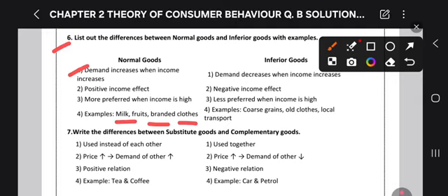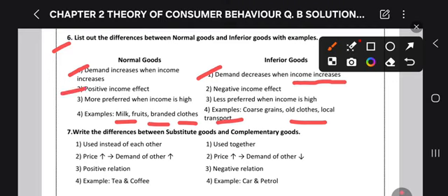Inferior goods: demand decreases when income increases. When the income increases, the consumer prefers superior goods. Demand decreases when income increases. For example, coarse grains, old clothes, local transport, brandless items. Inferior goods are the brandless items.